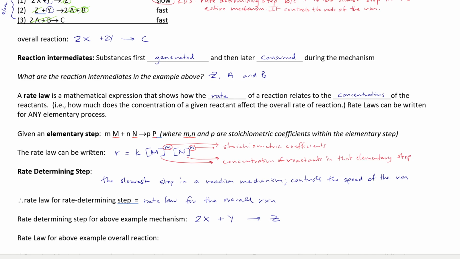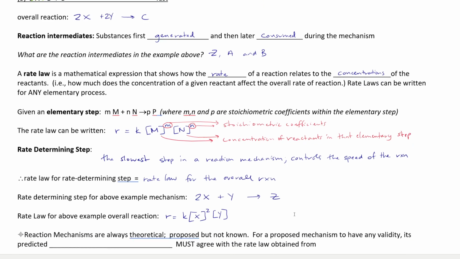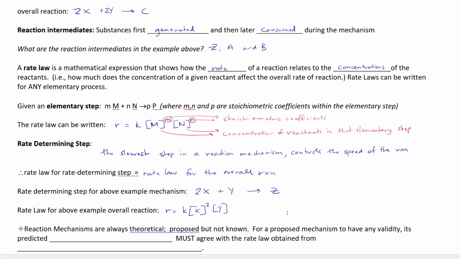So I would write R is equal to k, okay, which is like a constant of proportionality, concentration of X raised to the power of 2, concentration of Y raised to the power of 1, and this right here is actually now the rate law for the overall reaction because it's the rate law for the slowest step in the process.